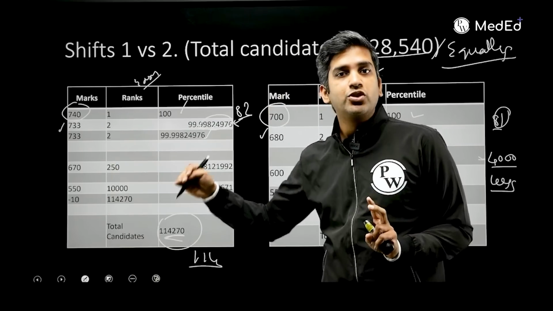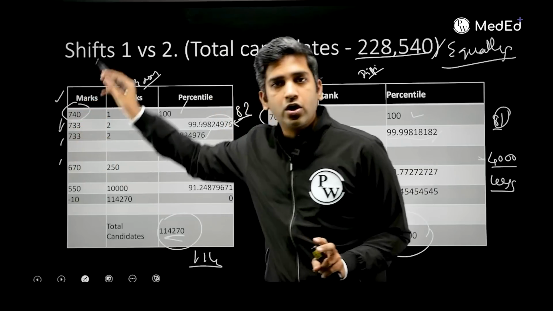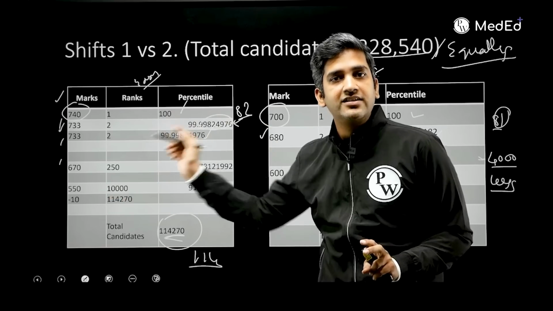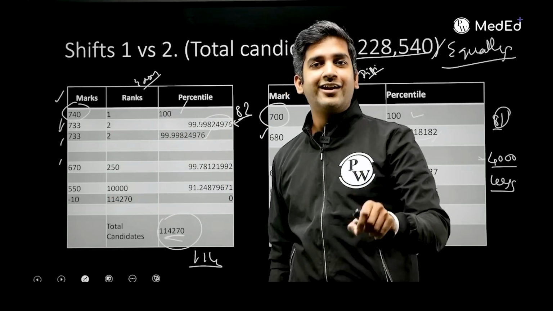These people have 4,000 extra competitors. Who knows? The 4,000 extra competitors might take all the top 10 ranks. That's why there's a difference. I hope it's clear. If you still have a doubt, put it in the comment section. I'll definitely try to explain it better.